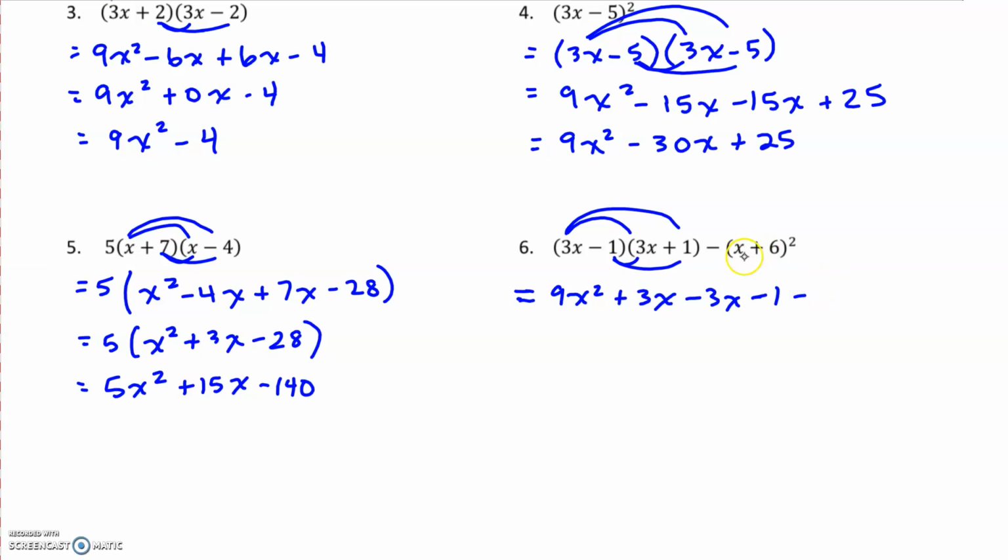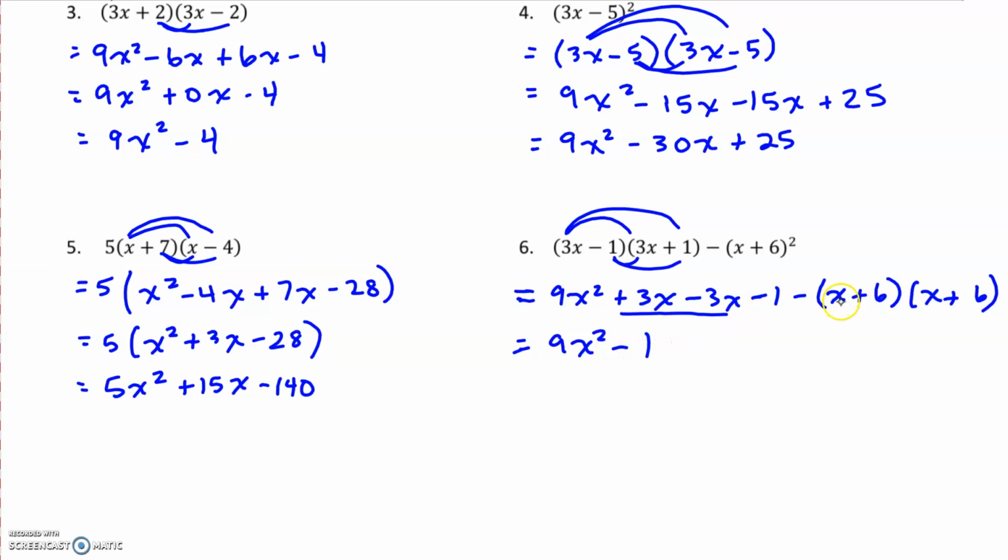I'm now going to expand my x plus 6. So it's x plus 6 times x plus 6. Okay, in the next line, I can simplify these two terms. So I have 9x squared. 3x minus 3x is 0x. I'm not going to write it down because we know that the coefficient 0 makes 0 times x 0. And then I'll put the minus 1.